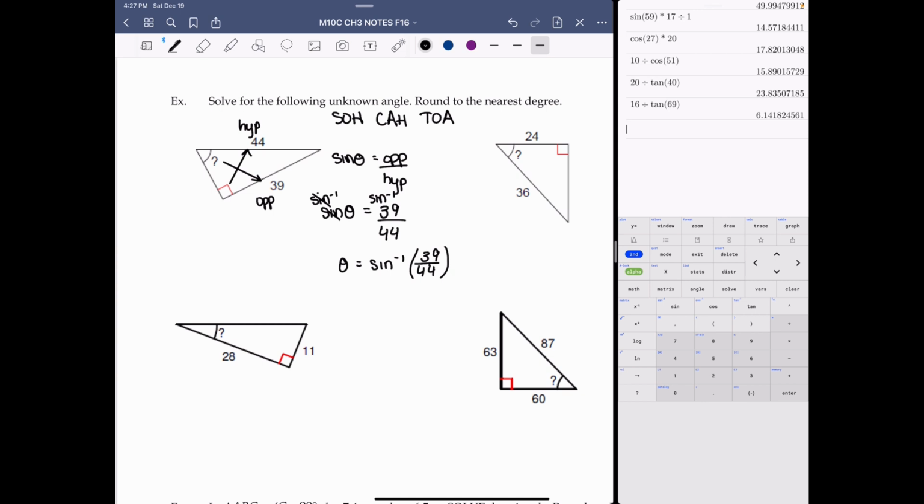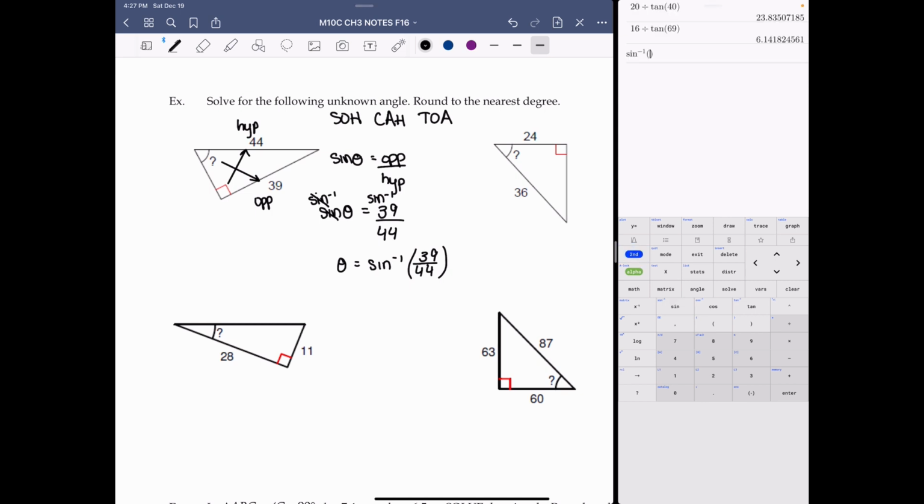For sine inverse, we need second function and then sine. In the brackets, we want 39 over 44 or 39 divide 44. We get 62.4198. Rounded to the nearest degree is 62 degrees.